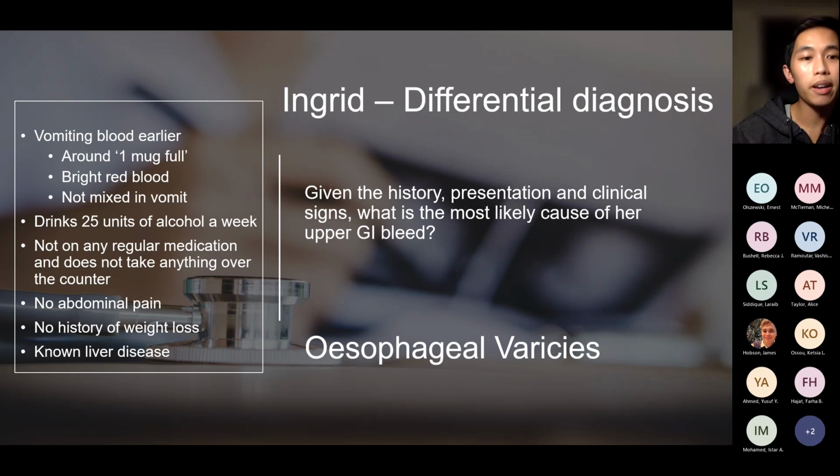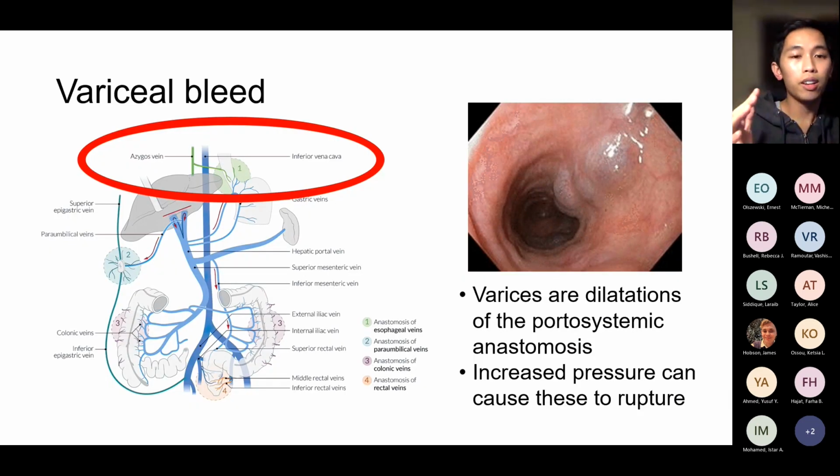Yeah, so esophageal varices. So what are varices? The gastrointestinal system has two venous systems. The first is the systemic venous system, which takes blood from the organs back to the heart. And the second is the portal system, which takes blood from organs like the stomach and the intestines to the liver for nutrients and other chemicals to be metabolized.